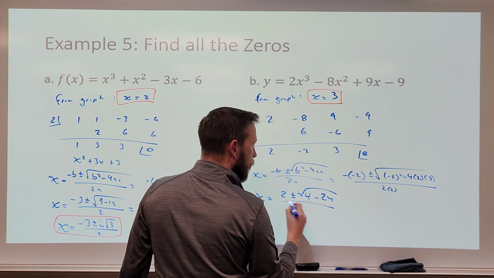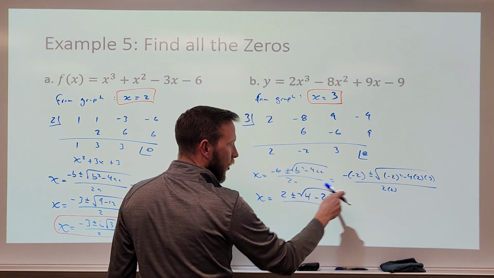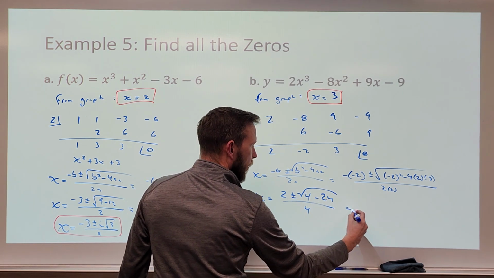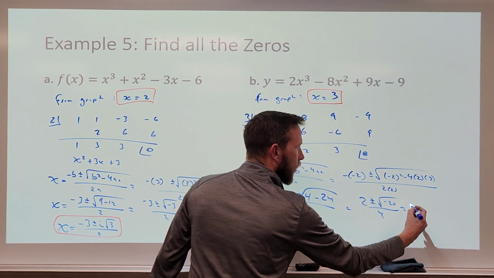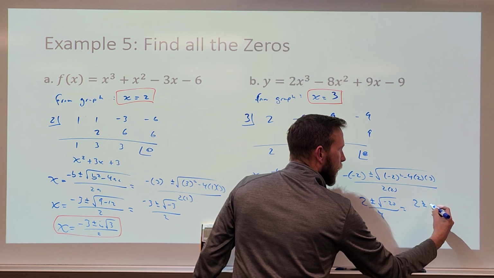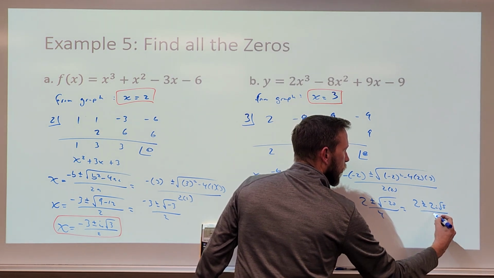And that is going to make, we need to make sure that we have a positive 4 and then subtract the 24. All right, because that's going to give us 2 plus or minus the square root of negative 20 all over 4. 2 plus or minus 2i radical 5 all over 4.